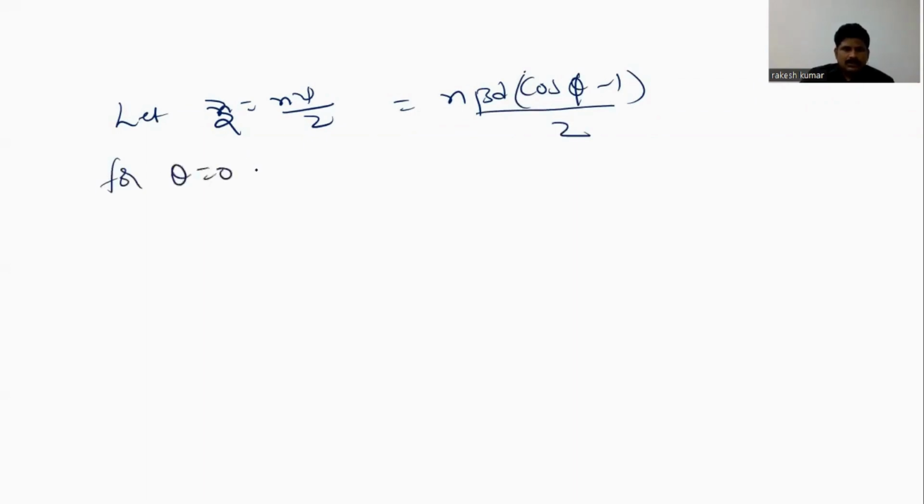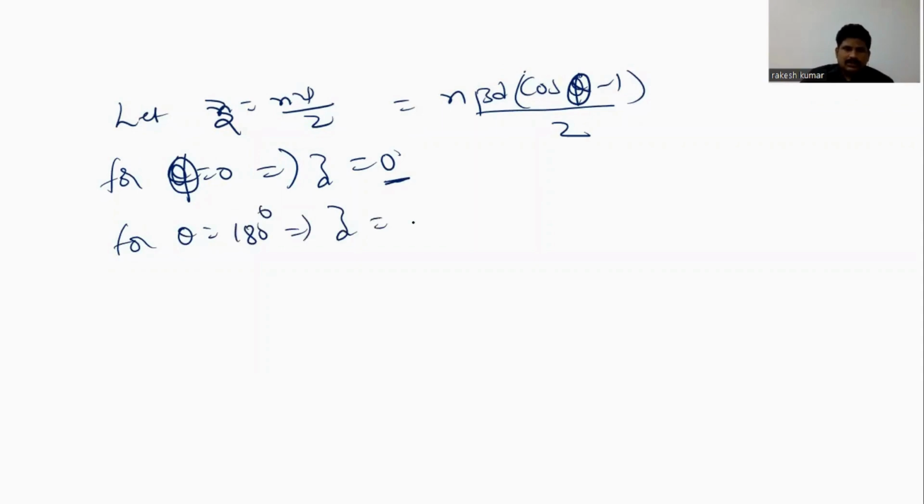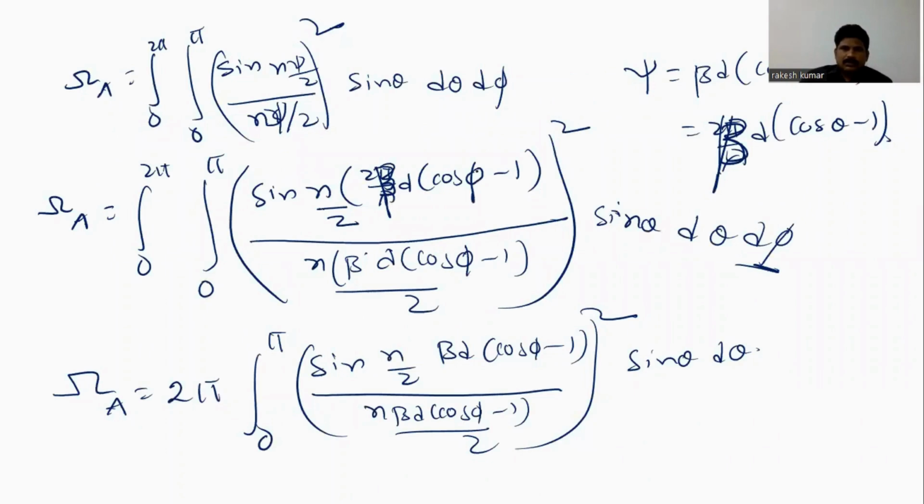For theta equal to 0, what is the value of z? z is equal to 0. Similarly, for theta equal to 180 degrees, z is equal to minus n beta d. Now I am differentiating. Since phi is there, better you replace all the expressions with beta.